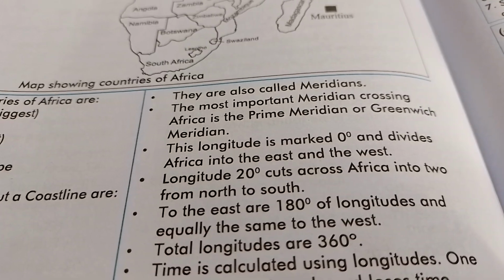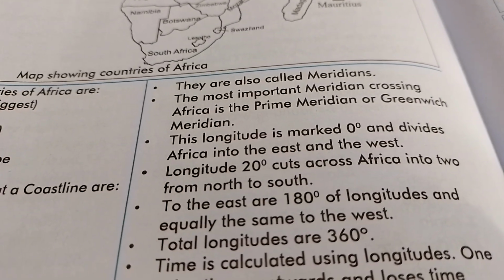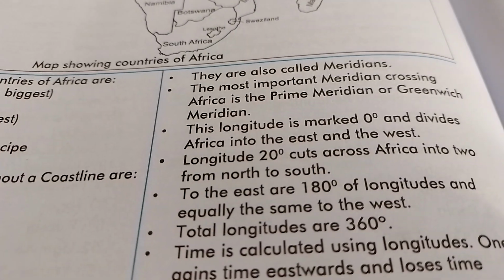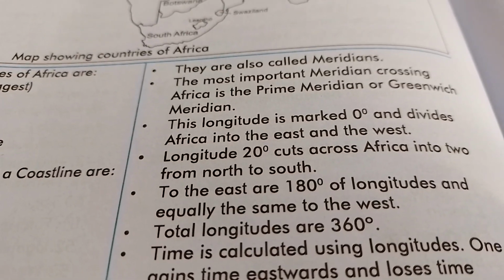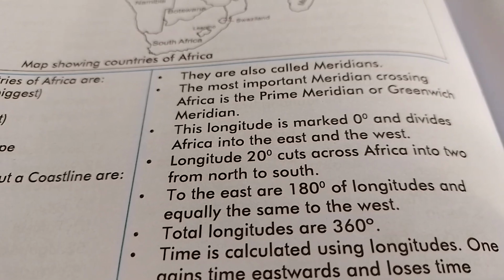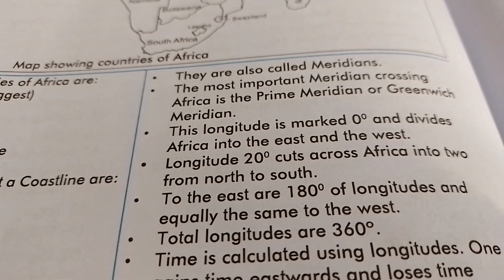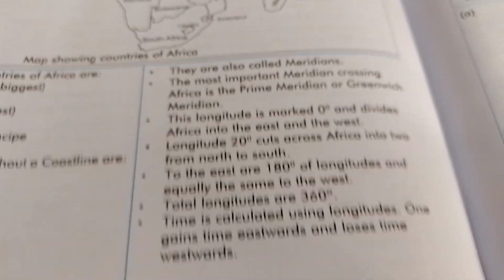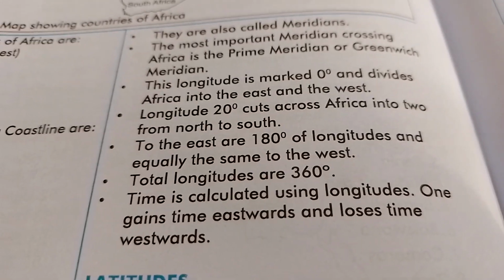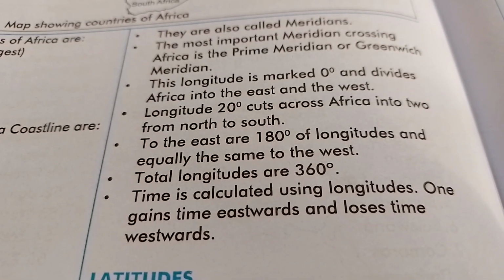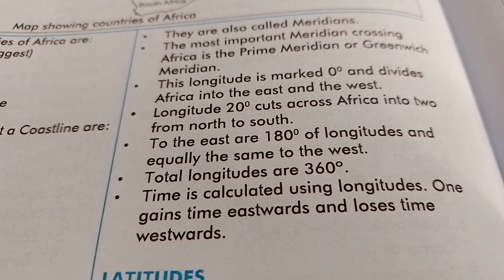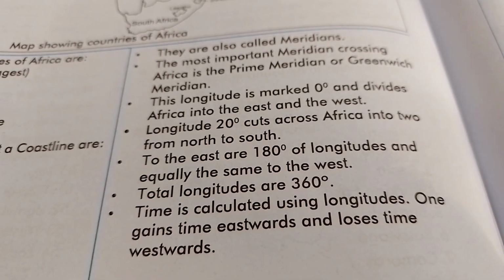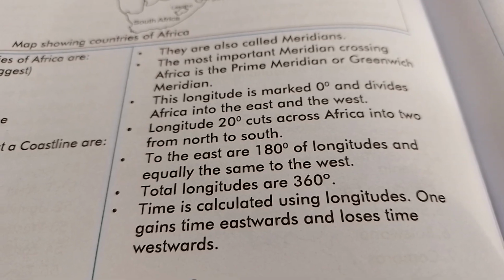The prime meridian or the Greenwich meridian passes through a country in Africa known as Ghana, with the capital city Accra, and also the Greenwich town in London. Then we see that to the east of the prime meridian, we have 180 degrees longitudes, and on the western side we have 180 degrees.